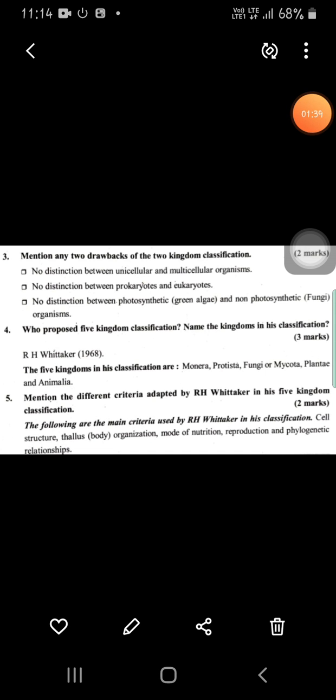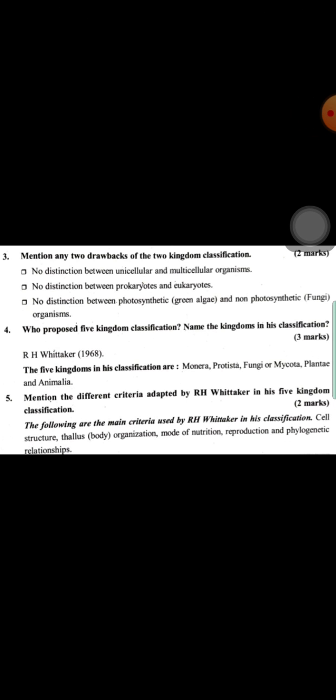Next are the different criteria adopted by R.H. Whittaker for the five kingdoms. He considered cell structure, thallus, that is body organization, mode of nutrition, reproduction, and phylogenetic relationship. These are the criteria the five kingdoms should have. They may ask this for 2 marks.